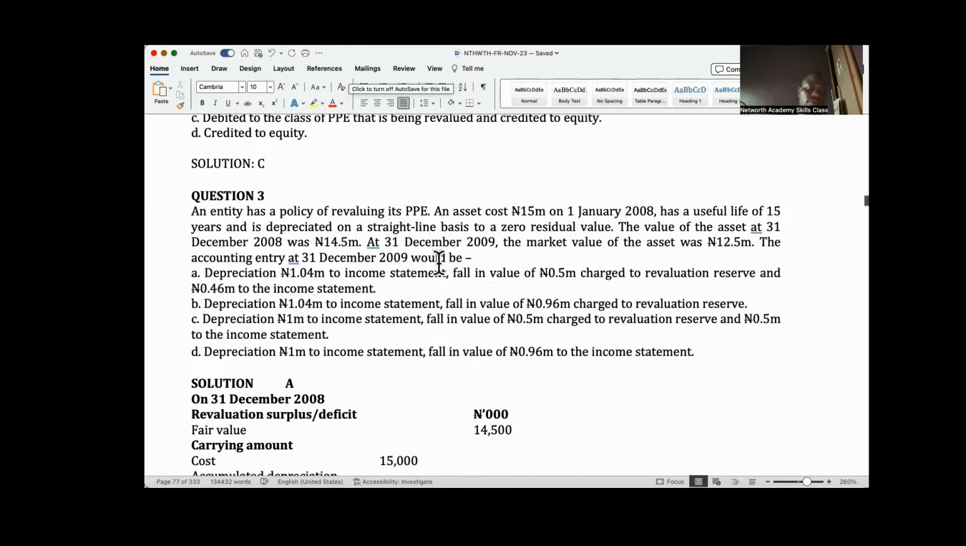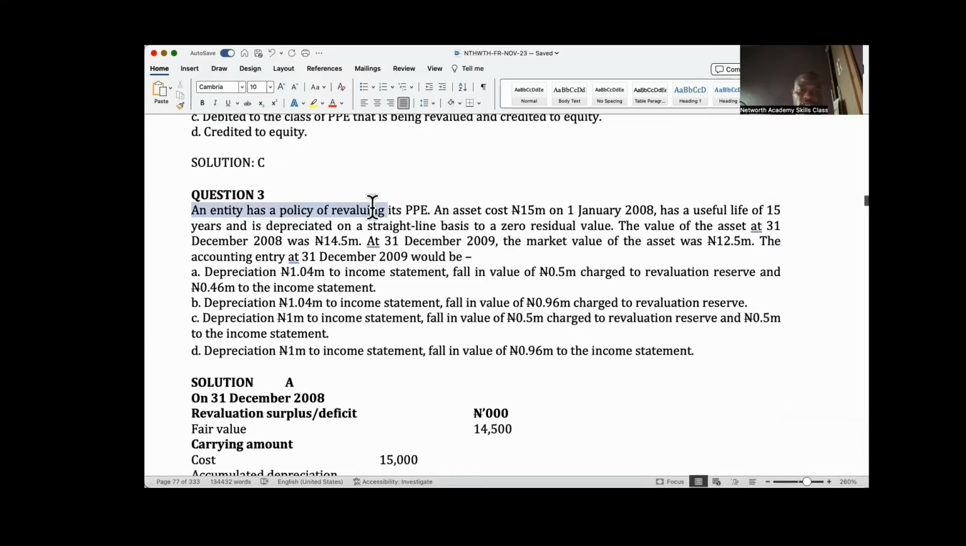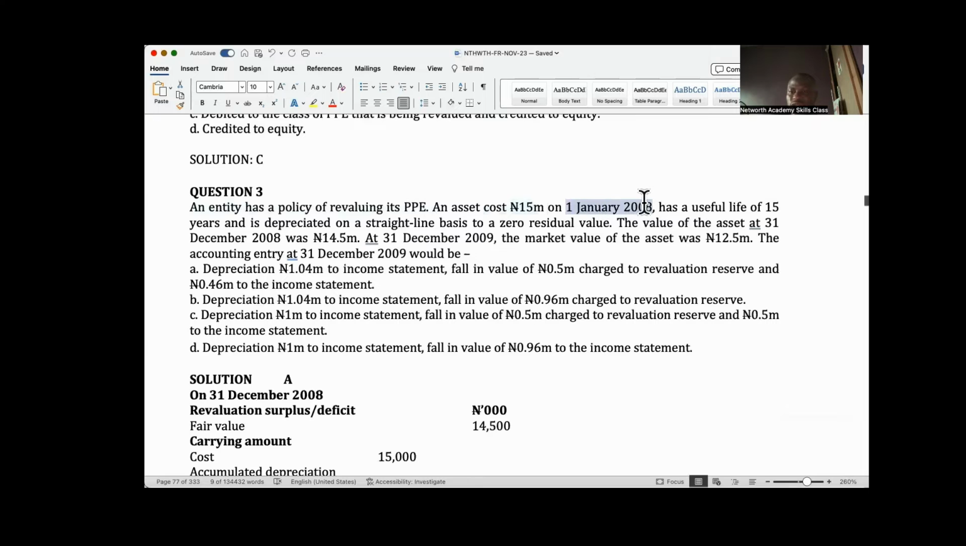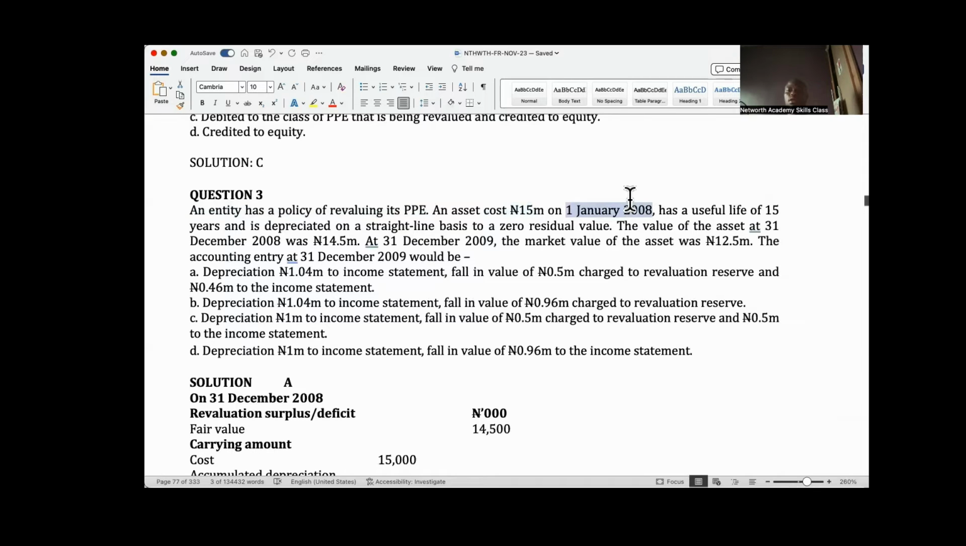Question 3. This one states that an entity has a policy of revaluing its PPE. They now say that an asset costs 15 million on 1st of January 2008, has a useful life of 15 years, and is depreciated on a straight line basis to a 0 residual value.